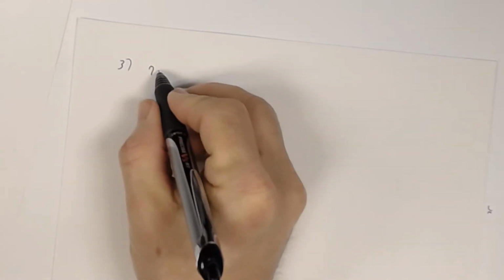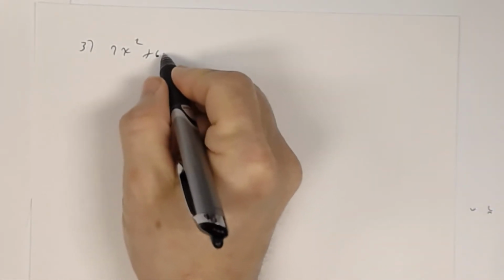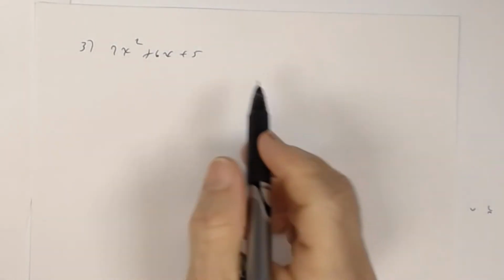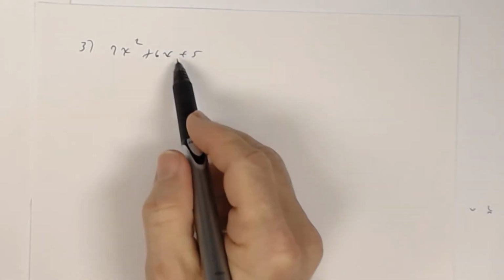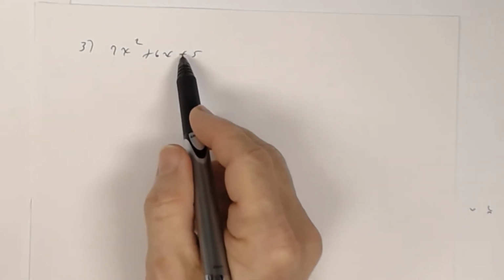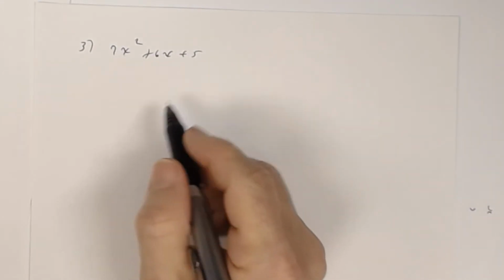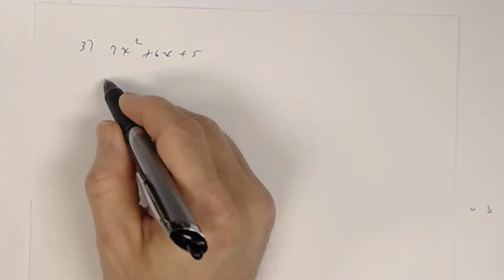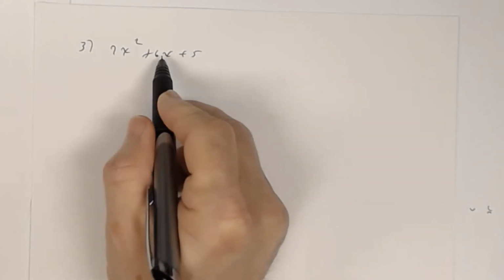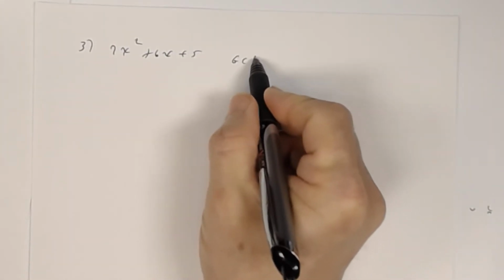Number 3, we have 7x squared plus 6x plus 5. All right. Now that's going to be the easy one because of this plus symbol. The last sign is positive, and also 7 and 5 are primes. That's the easy kind. That's always the easy kind. Now I want you to know though the GCF is 1. So the GCF is 1.